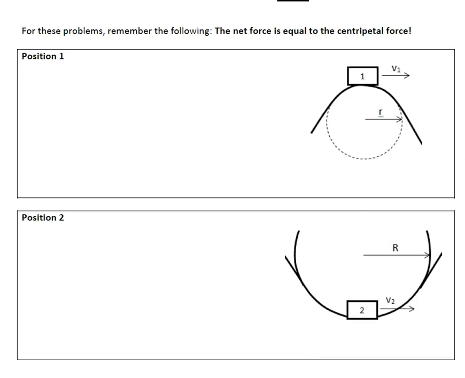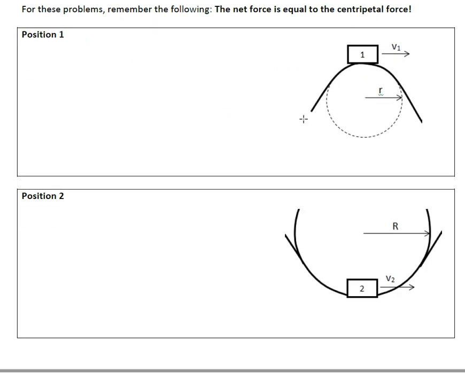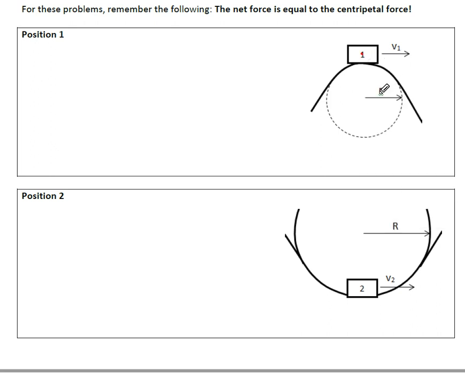So let's look at the top, position 1. Just like with any forces topic, we need to draw a free body diagram. At 1, we have forces acting on it. We know there's force of gravity pulling downwards. But if we're on top, just imagine yourself sitting there, your normal force is up.